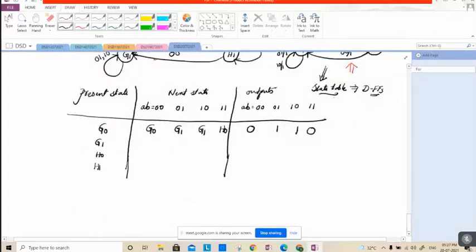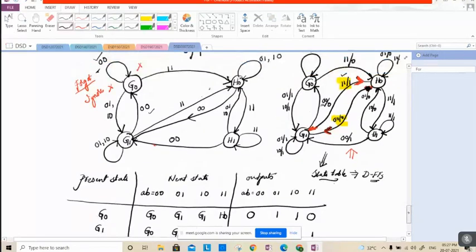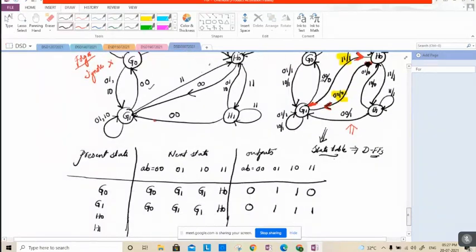Now G1, tell me the values for G1. G0 and 0. G1 and 1. G1 and 1. Next, H0: H0 and 1? 1 or 0? 1, sir. I think we have done something wrong. G1 and 1.